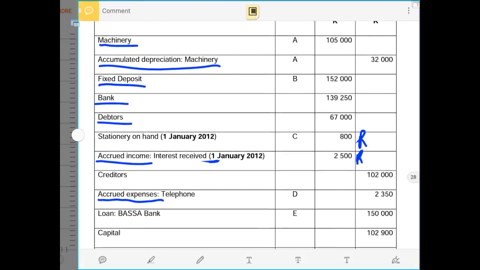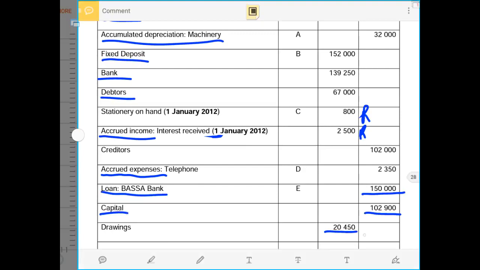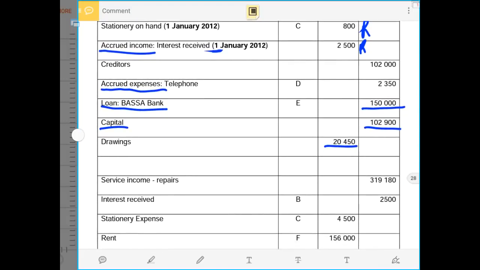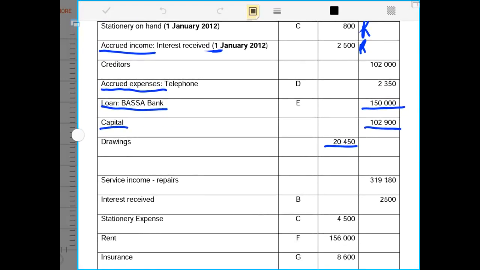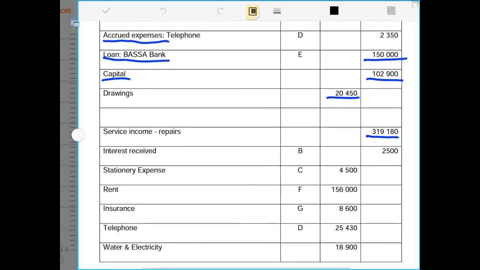Then we are given a loan that was taken from Basa Bank, and the loan amounted to 150,000 rands, and we have the capital of 102,900, and there are drawings that were made during the year, and the service income in terms of repairs amounted to 319,180, and we have interest income that was received, which is interest received was 2,500.